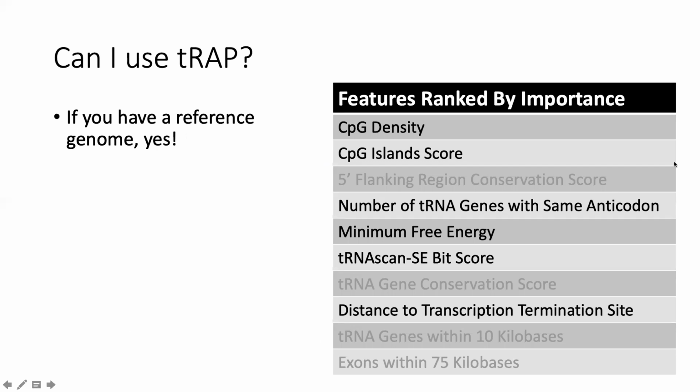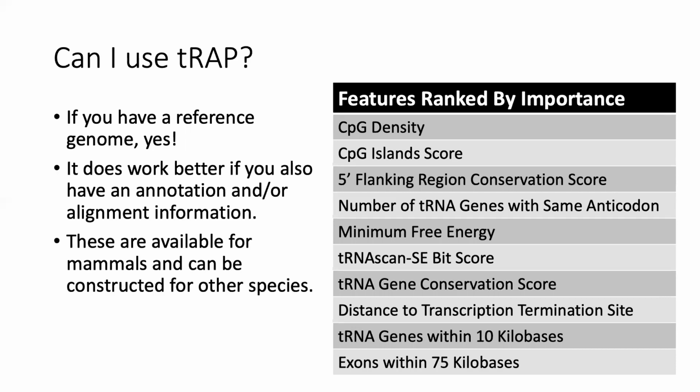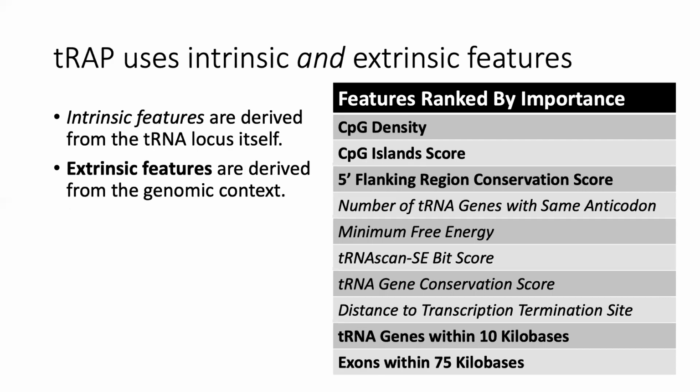And these are the 10 features that the model uses, ranked by how strongly they contribute to accurate prediction. And 5 of the top 6 can be extracted from only a reference genome. So if that's all you have, the program can still work for you. But if available, the alignment and gene annotation information will increase the accuracy by about 5% or so. And these are readily available for most species.